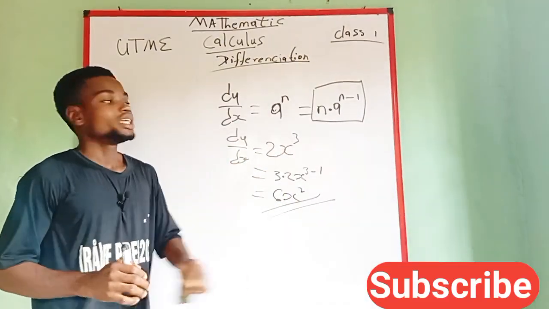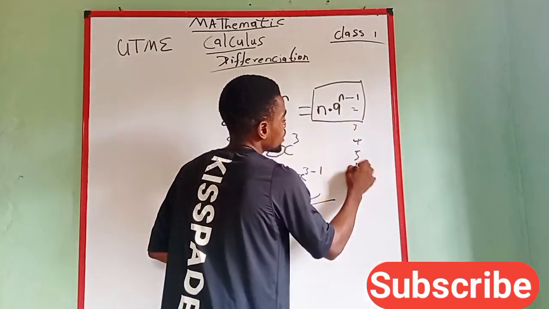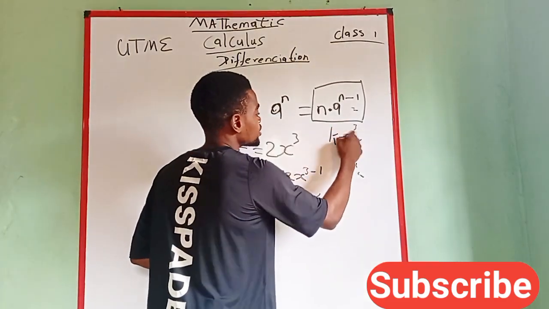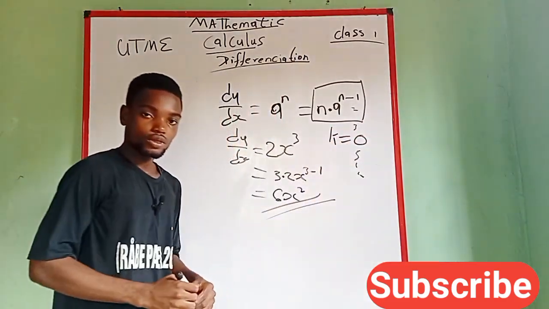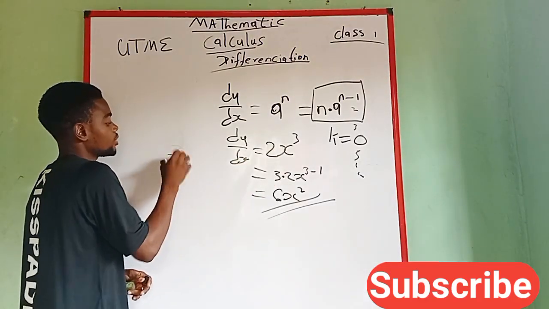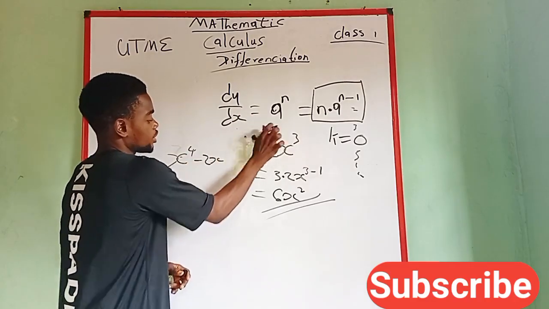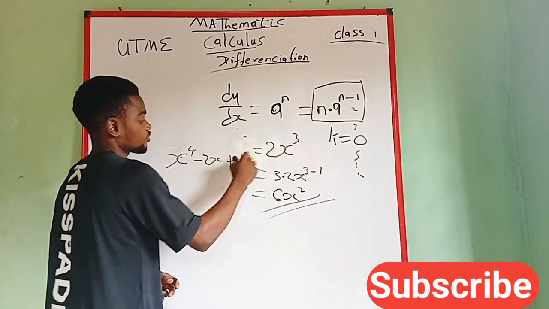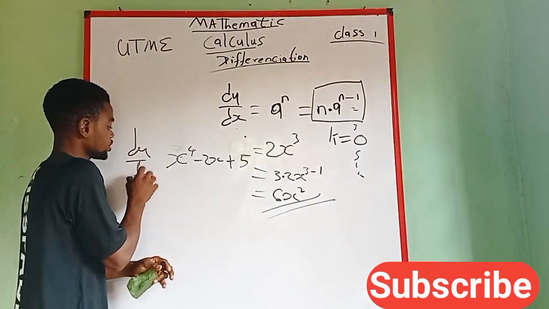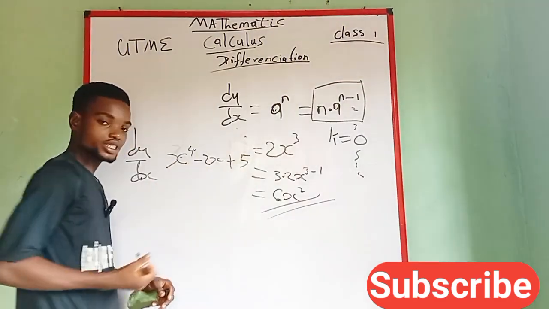Now, if you look closely at this general rule, you cannot see anything like 2, 3, 4, 5, and 6. You can't see those numbers. Hence, any constant here is represented as 0. For instance, differentiate x raised to the power 4 minus 2x plus 5. To differentiate this now, that is, find dy over dx, what are we going to do? I'm going to differentiate this, and differentiate this.